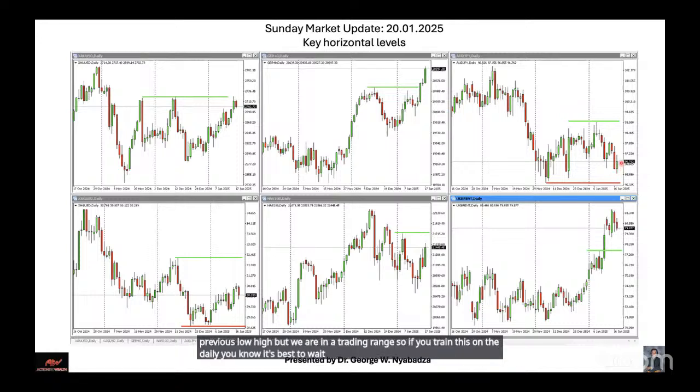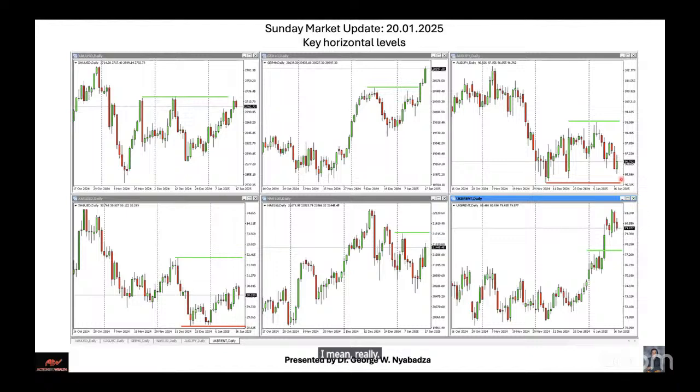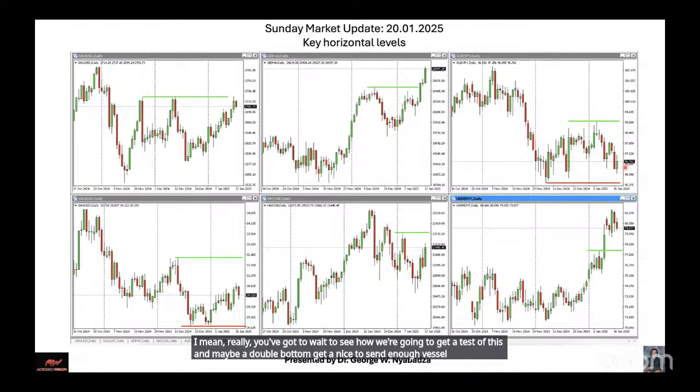So if you trade this on the daily, it's best to wait. Really, you've got to wait to see how we're going to get a test of this and maybe a double bottom, a decent enough reversal candle, low test, and you can buy at the bottom of the trading range and wait to see what happens at the top of the trading range.